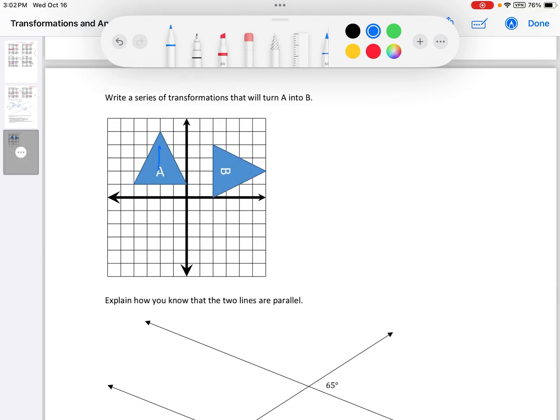So we want this to turn into this. So doesn't it have to turn to the right? Doesn't it have to rotate? So let's rotate 90 degrees clockwise. That turns a shape that's going up to a shape that's going to the right. Now, if I rotate this point 90 degrees clockwise, it ends up there because up becomes right, and that's how it ends up there.